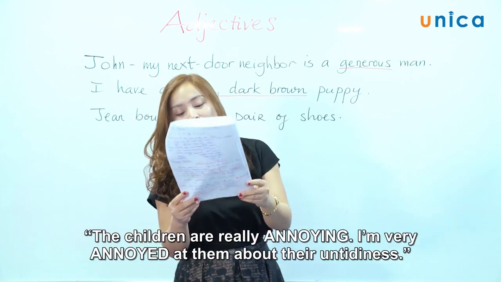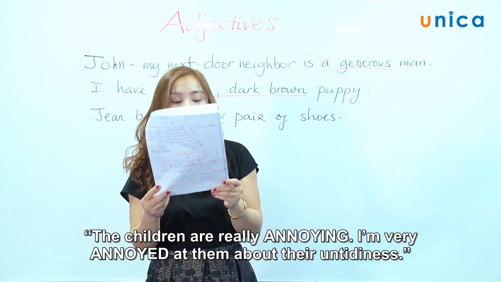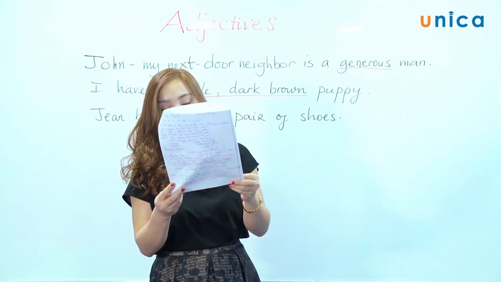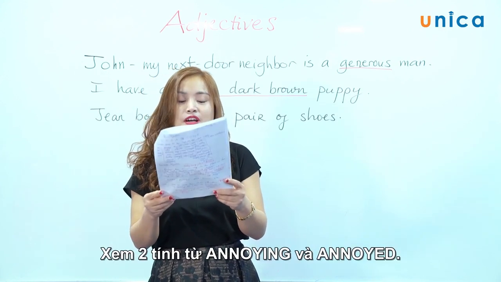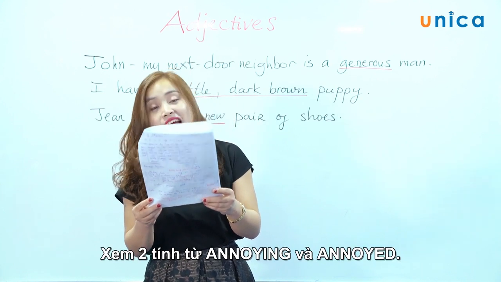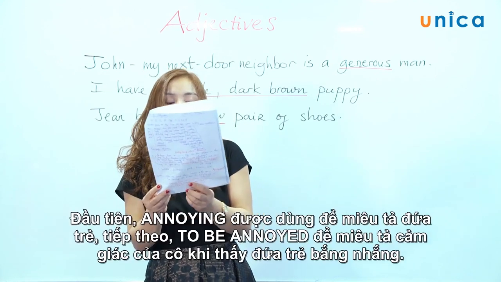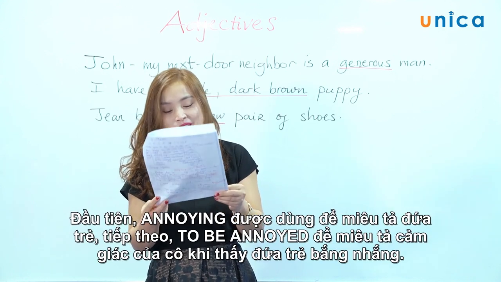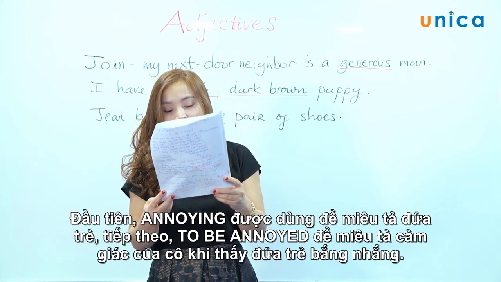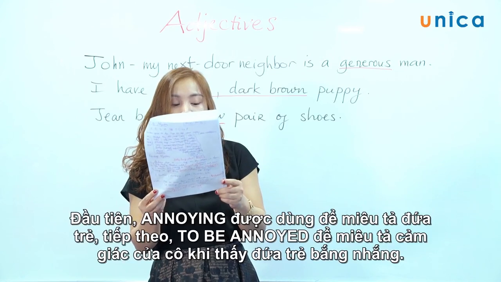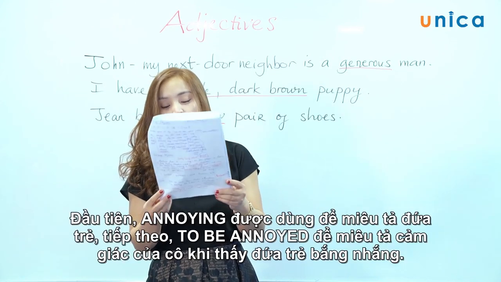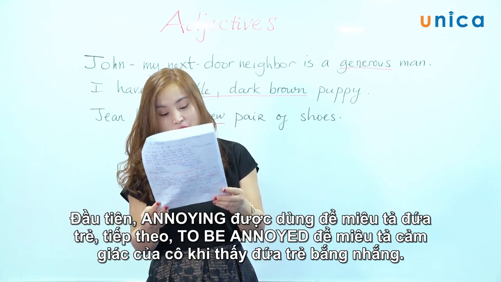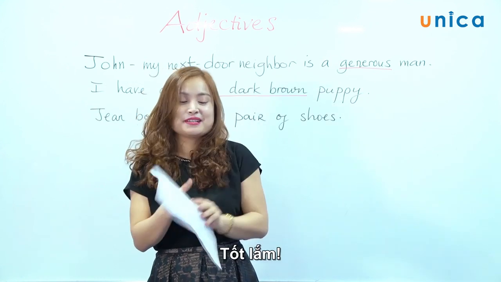Alright, likewise, in the second example, you can see how these adjectives are used. The children are really annoying. I'm very annoyed at them about the untidiness. Okay, so you see there are two adjectives, annoying and annoyed. The first one, annoying, is used to describe the children. And then the second one, to be annoyed, describes how I feel toward children who are very annoying. Alright, very good.